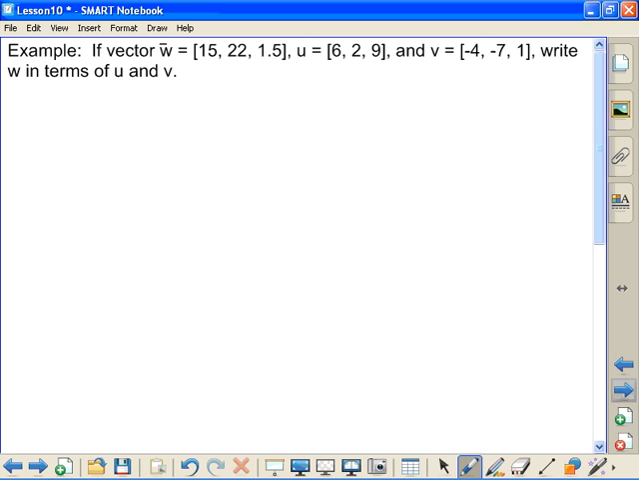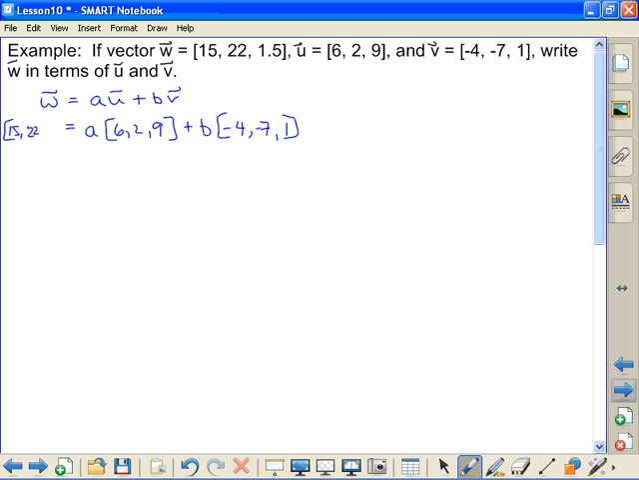So now I'm not given a diagram. I'm given an algebraic expression, or I'm given the coordinate form of the vectors. And what I want to do is write w in terms of u and v. So that means that the w vector is going to equal au plus bv, which means a, and I know the value of the u vector, that's 6, 2, and 9, plus b, and I know the v vector is negative 4, negative 7, 1. And with this one, I actually know what the w vector is. So 15, 22, 1.5.